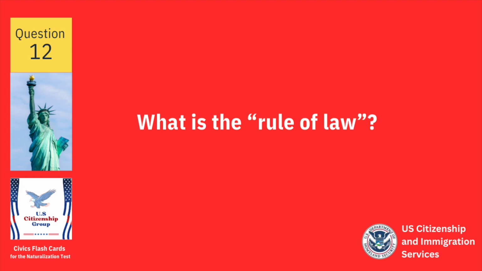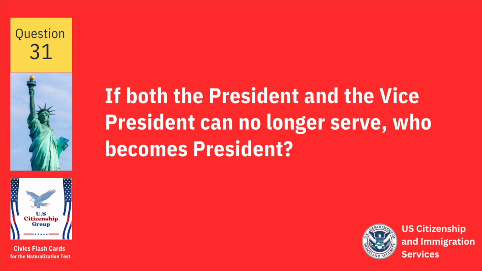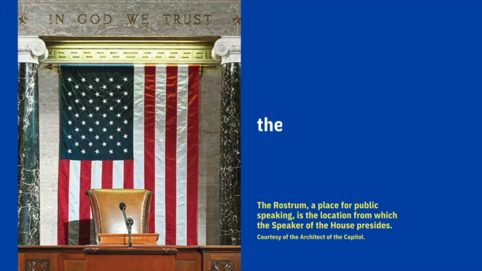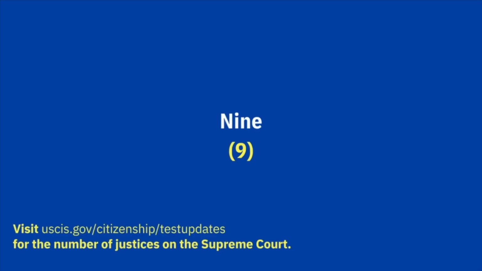What is the rule of law? Everyone must follow the law. If both the president and the vice president can no longer serve, who becomes president? The Speaker of the House. How many justices are on the Supreme Court? Nine.